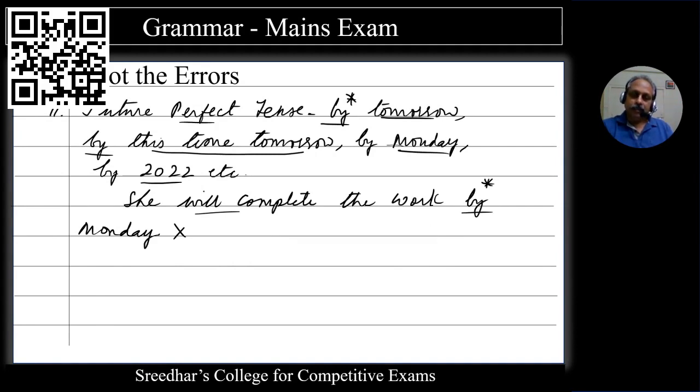What is the correct sentence? She will have completed. She will complete is not correct. She will have completed the work by Monday. She will have completed. That is future perfect tense. Now let us go to the last one. Future perfect continuous.